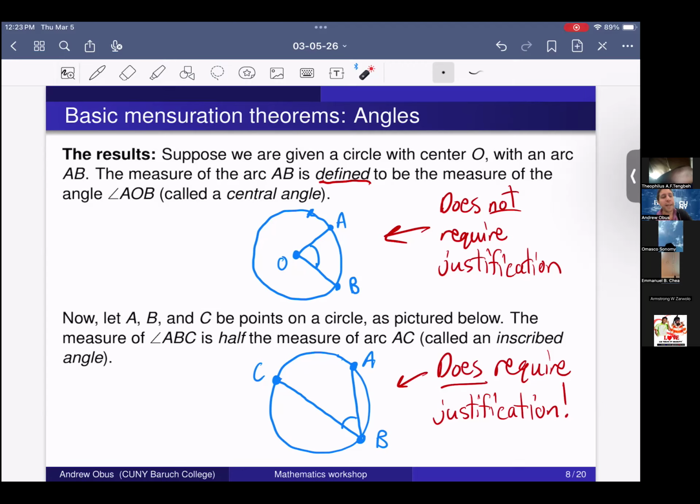But of course, if you have a 90-degree angle and a circle of radius 1, then the arc length will end up being pi over 2, whereas if you have a circle of radius 2, the arc length is going to be pi. So you get different arc lengths depending on how big your circle is, but the angle is always the same, and the arc measure is always the same. Other questions?